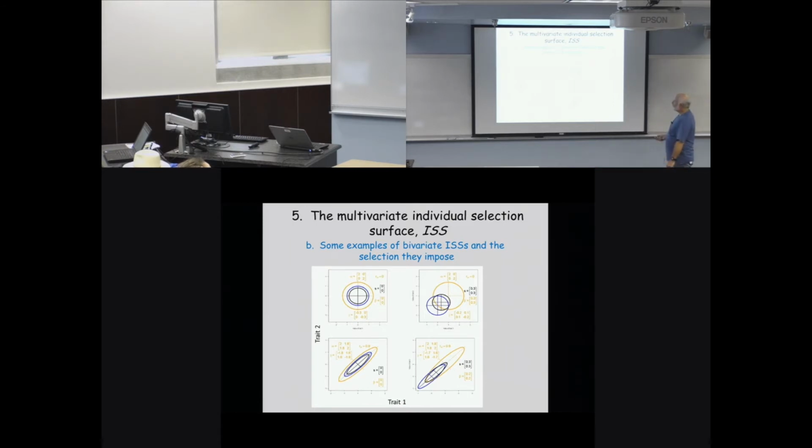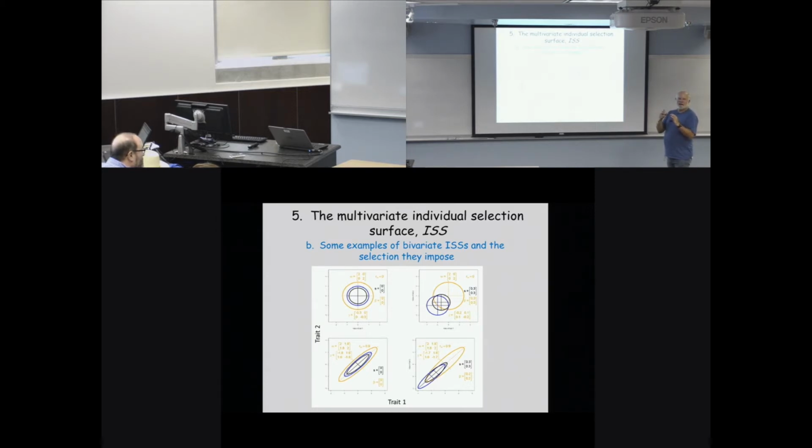So for example, just to make a point, in this case we've got an individual selection surface, and before selection we sit right under the optimum, right? Bivariate, beta is 0, 0, just as you would anticipate. So if you like, beta is like a location term. It tells you where you are relative to the optimum. And omega and gamma are like shape matrices that tell you what the surface looks like.